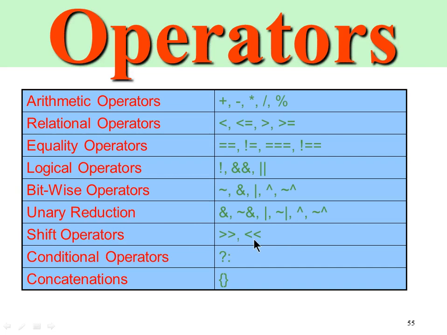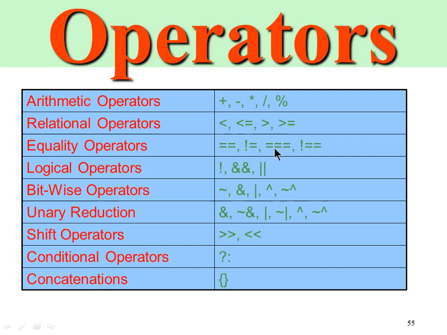Shift operators: right shifting, left shifting. You can shift your data right by a certain amount, or left by a certain amount. Conditional operators: we'll be using a lot of these, the question mark and colon. We'll see examples in the subsequent slides of how they are used. And concatenation: concatenation of two numbers can be done using curly braces. We can join two numbers using a concatenation operator. For example, if you have two 4-bit numbers and concatenate them, you will get an 8-bit number. To concatenate two numbers, you use these curly braces. So these are the various operators available in Verilog.